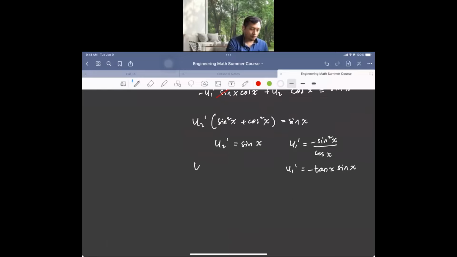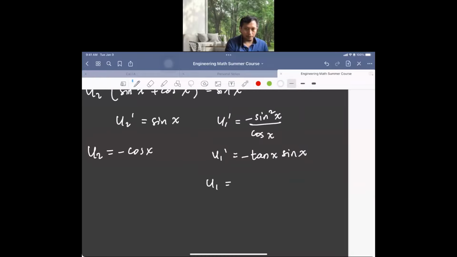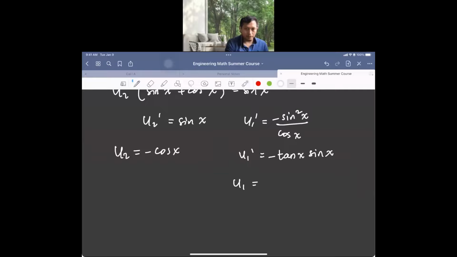So integrate u2, integrate sine x, negative cos x. For u1, integrate this negative tangent x sine x. You remember to integrate this. You can take time to integrate, but let me just give you the results. You can write half ln of sine x minus 1 over sine x plus 1. You can just use calculators if you want. And then plus sine x.